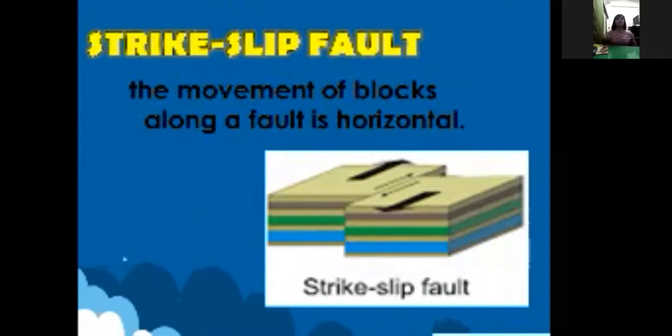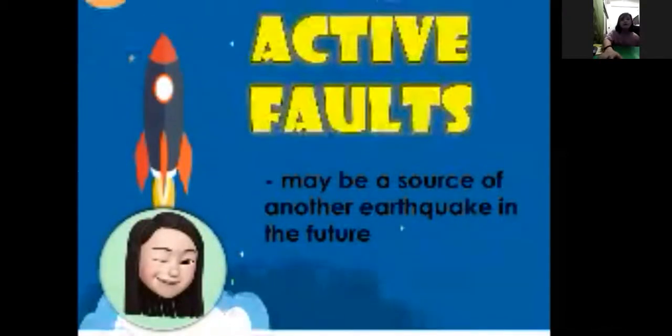Okay, so that is strike-slip fault. Again, the types of fault given are the normal fault, wherein it moves down relatively; the reverse fault moves up relatively; and strike-slip, horizontal. Don't forget that. Next.